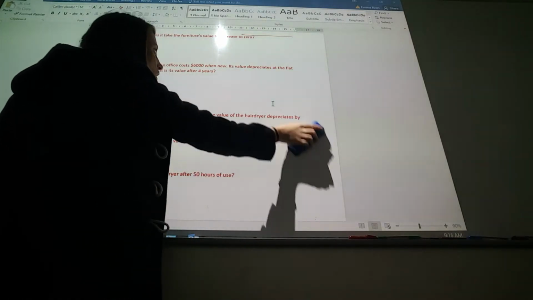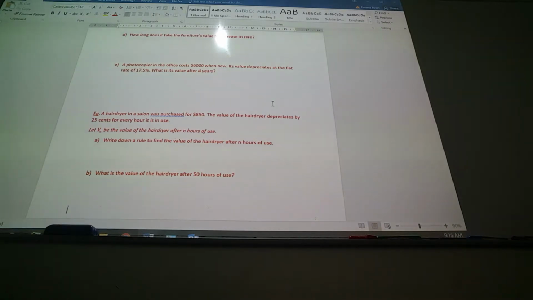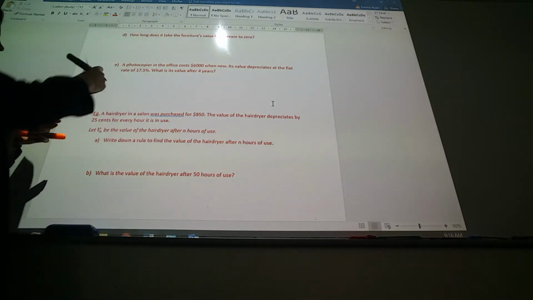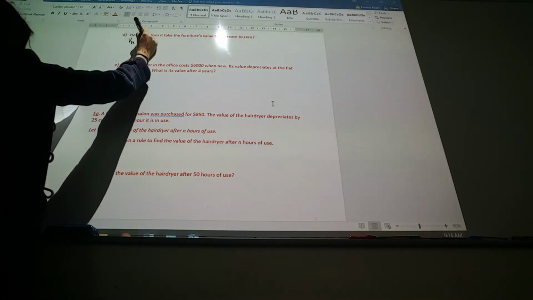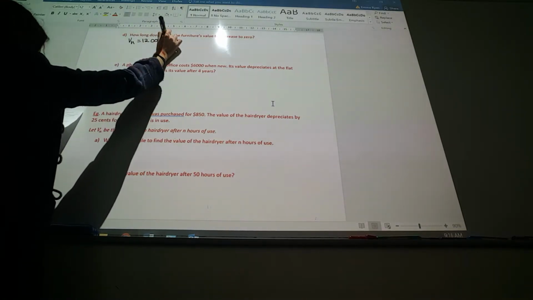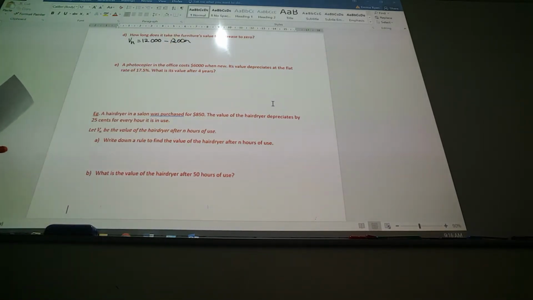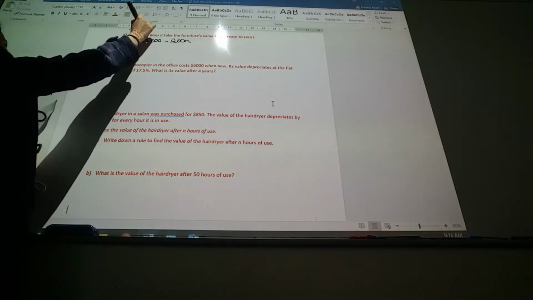Okay, so how long does it take for the furniture's value to decrease to 0? So we had our rule. What do we have as that rule? So that was our rule, and we're trying to find our n. Whenever it's talking about how long, that means we are finding n.